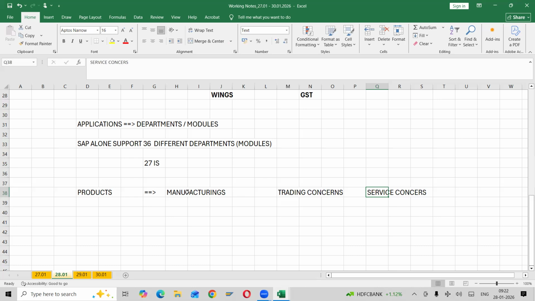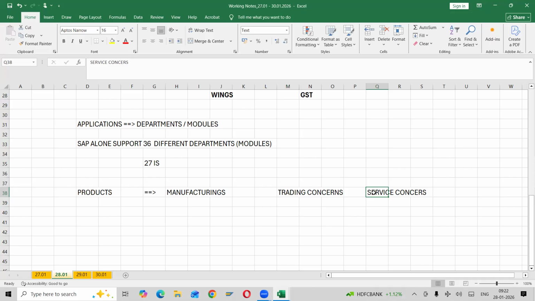SAP will support all the manufacturing concerns. If you are restricted only to production or manufacturing, SAP will give the end-to-end solution for all the manufacturing concerns, from small to big. But if we are using a trading concern, where we are not manufacturing but buying from one market and selling, that is nothing but a trading concern. SAP will provide the solution for all the trading concerns from small to big. Clear? Same thing, service concerns.